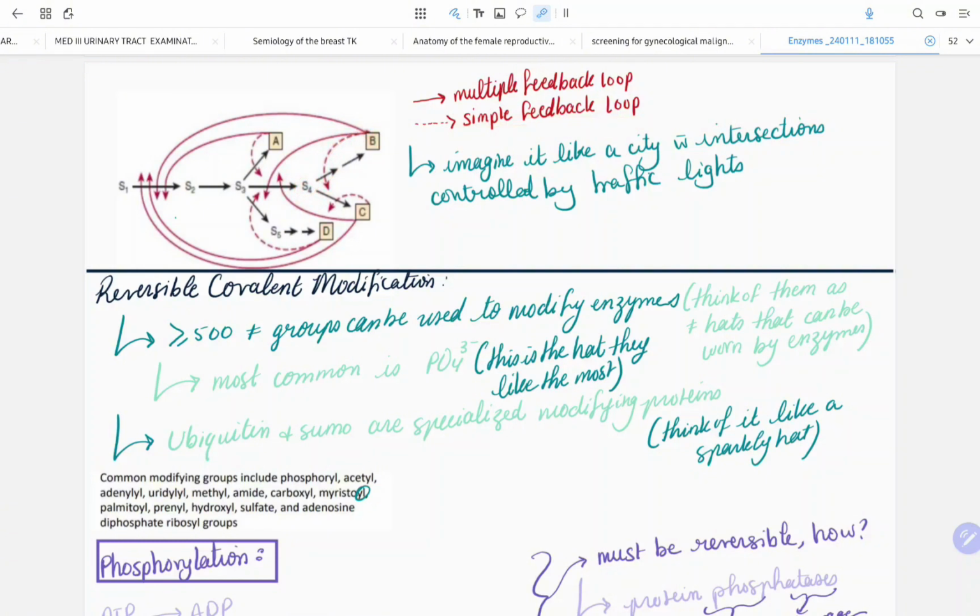Think of it like a city with intersections controlled by traffic lights, and these products are the traffic lights, okay? It's very easy.